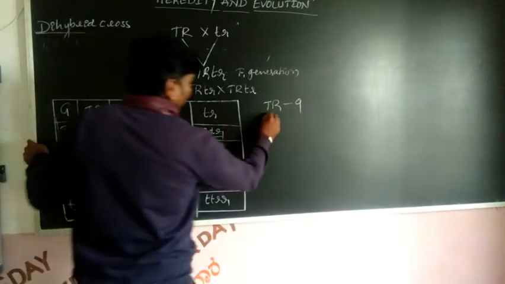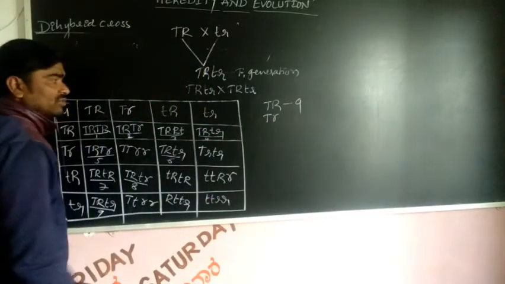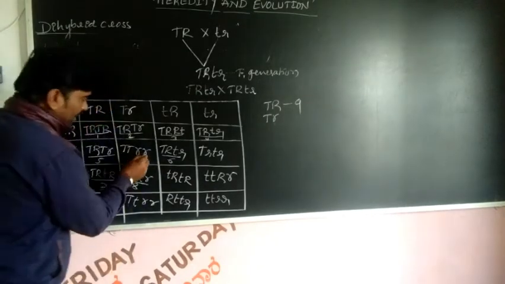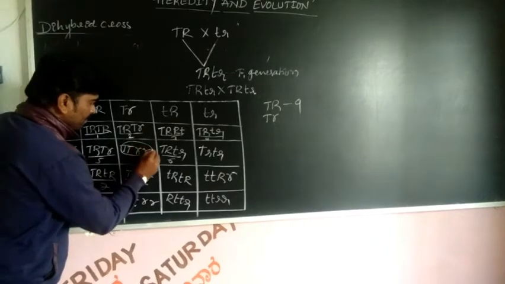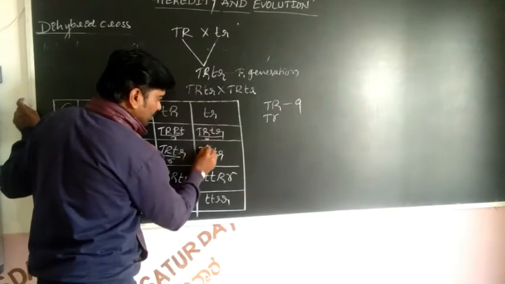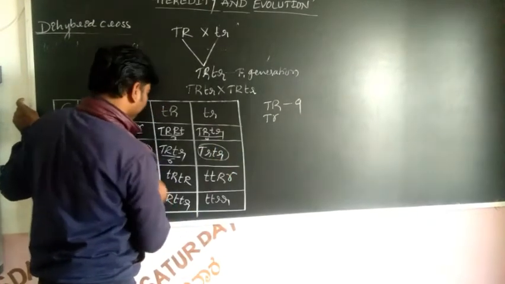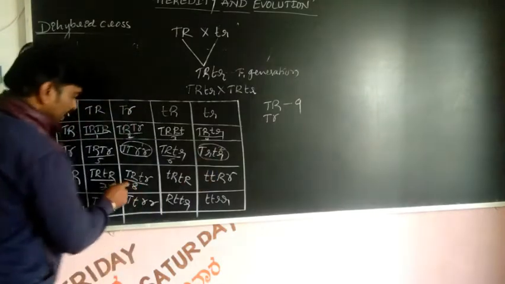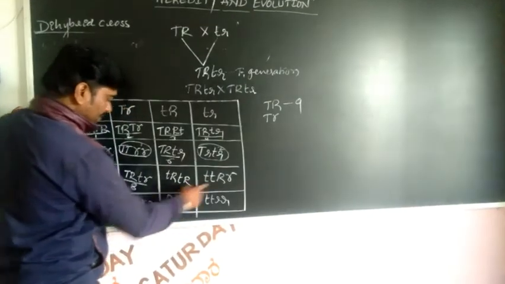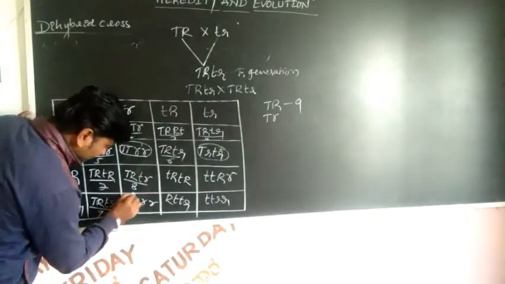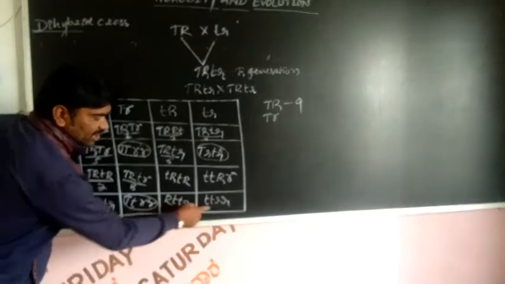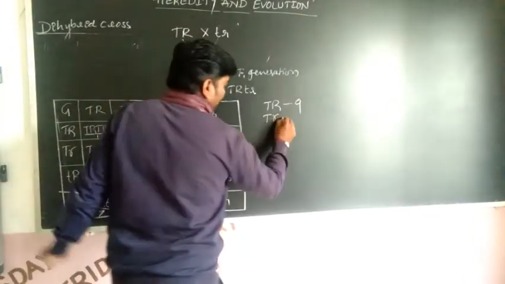Next, capital T small r. That is nothing but white flower with the tall plant. Where there is capital T small r, here there is a 1. Right? 1. Capital T small r, is it there? So here 2. Next, here it is not there, capital T is not there. Here also not there. Here is there, capital T small r, so 3. Here capital T is not there. Here also capital T is not there. So how much white flower with the tall plant? 3.